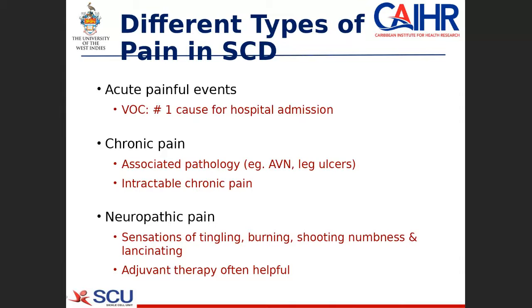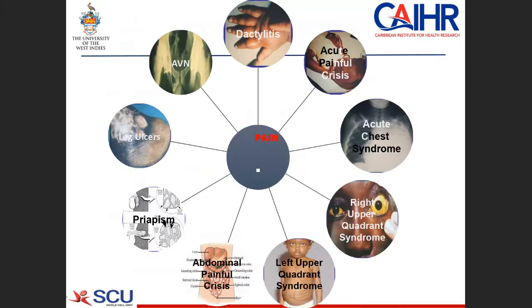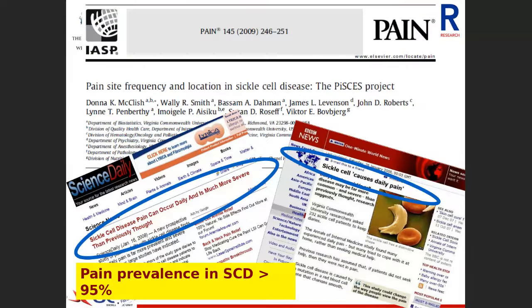In sickle cell disease, there are roughly 3 different types of pain. We have our acute painful crisis, and this is the number 1 cause for hospital admissions. We have chronic pain, and this is often associated with pathology such as avascular necrosis of the femoral head, leg ulcers, and then you actually have patients who just have intractable chronic bone pain, all right? And then more and more we are recognizing the importance of neuropathic pain because of damage to the nerves, okay? And this pain often doesn't respond to your traditional painkillers, and so you often need adjuvant therapy to help with this type of pain.